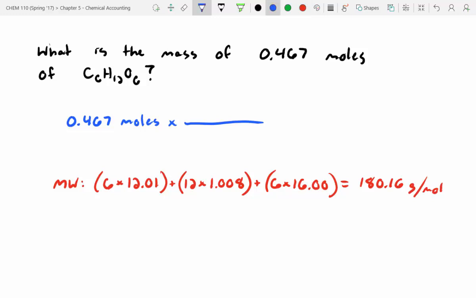Okay, so we'll go ahead, we'll put moles on the bottom like before, grams on the top, and does 180 go on the top or bottom? Top. Cancel out our moles, and we're left with our desired unit of grams. Does anybody have a calculator? Want to help me? 84.1. We need 3 sig figs, so that sounds good.